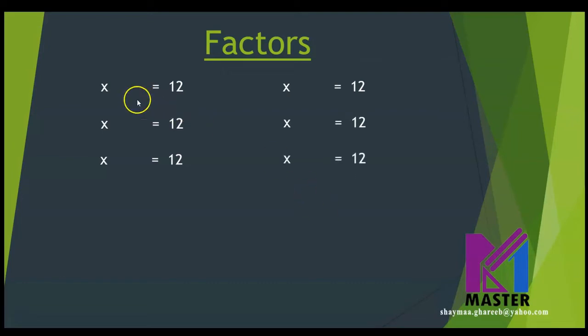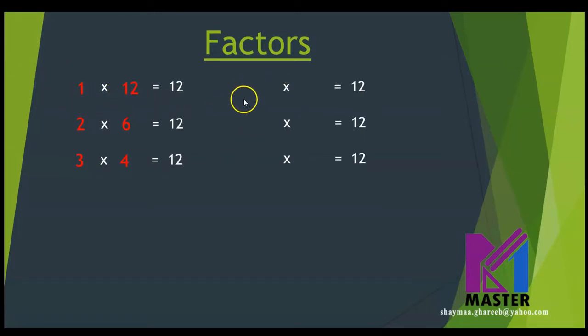We need to complete this multiplication sentence to get 12 as a product. What do you think? Let's start from the smallest number, which is number 1. 1 times what gives 12? 1 times 12. Then number 2. 2 times what gives 12? 2 times 6. Then what do you think? 3 times 4.